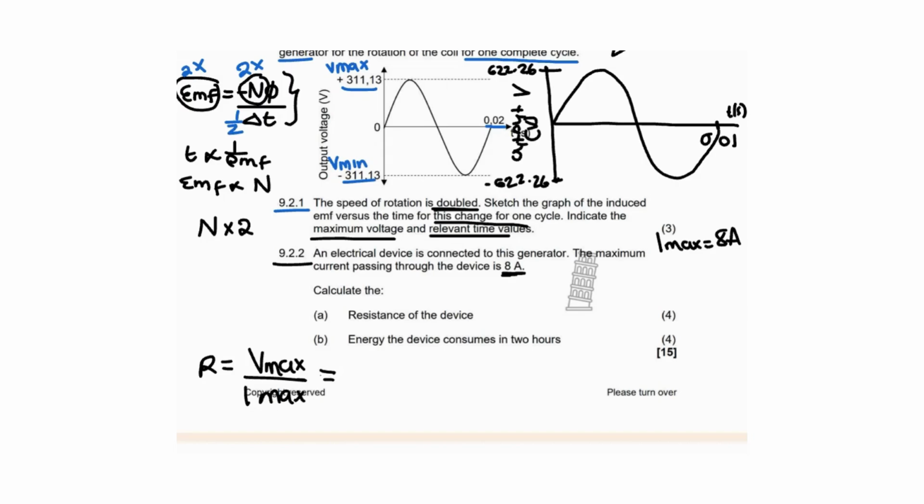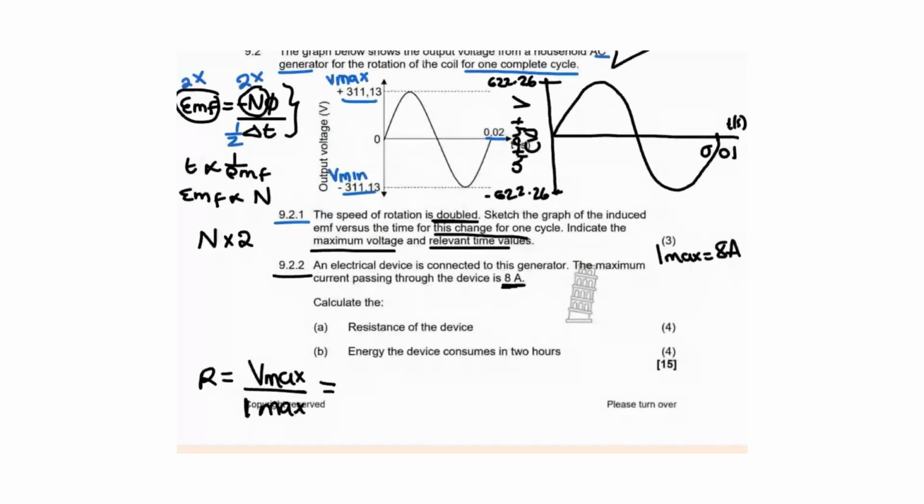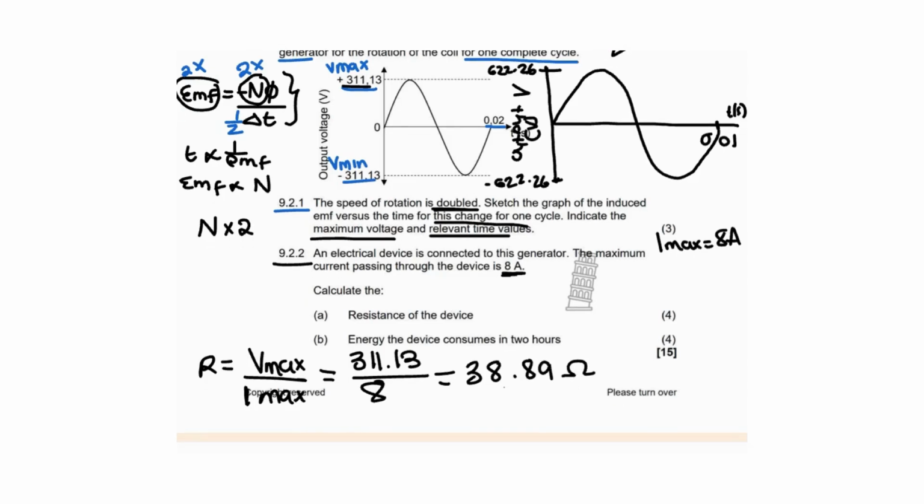Remember, always your Vmax must always go with Imax. You can't use Vmax and IRMS. If they are all maximum, they must be all maximum. So Vmax was 311,13, we keep on saying that. 311,13 divided by the maximum current, which was 8, gives me 38,89 ohms. So that is my R.